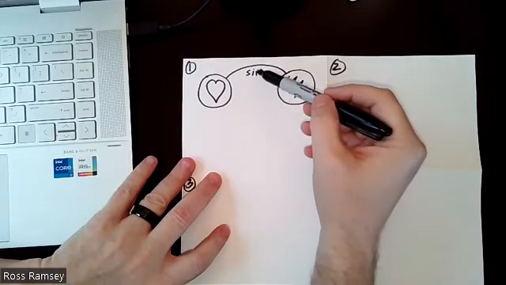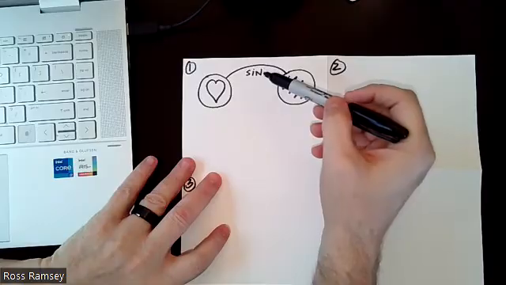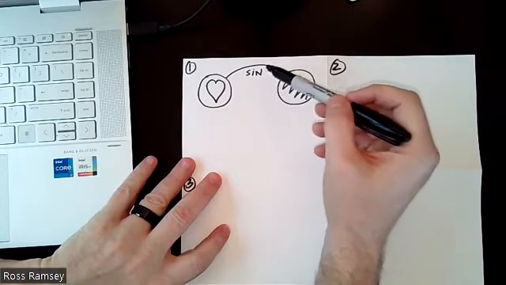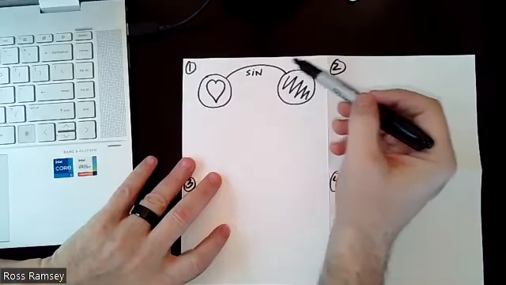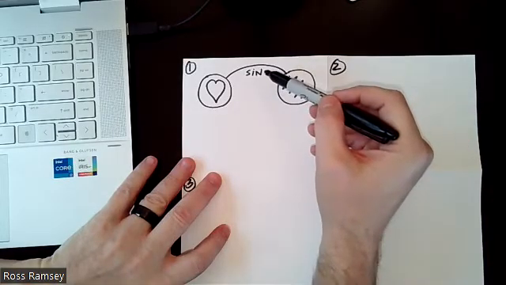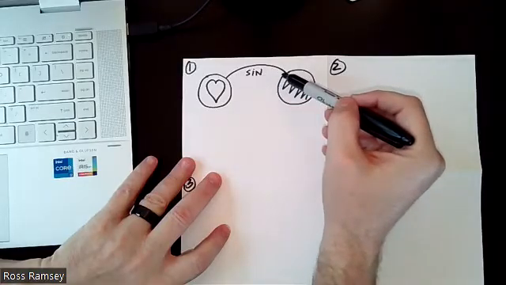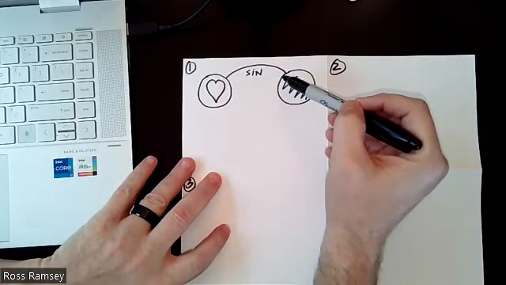Sin is any time we do something that is wrong, that we shouldn't have done. And it's actually things we should have done and didn't do. And it's also bad thoughts. And so all of us have sinned. We've all fallen short of God's standard.